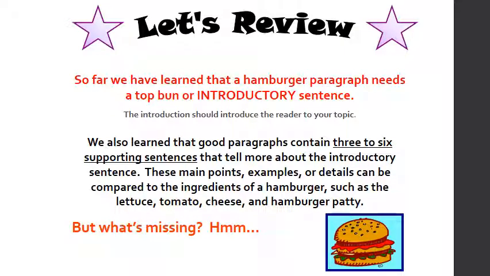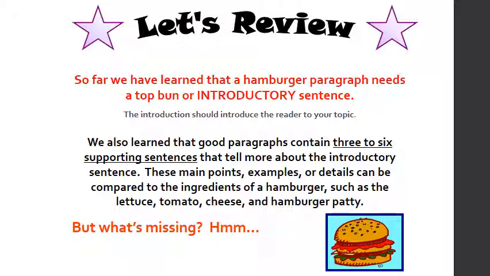Let's review. So far, we have learned that a hamburger paragraph needs a top bun or introductory sentence. The introduction should introduce the reader to your topic. We also learned that good paragraphs contain 3 to 6 supporting sentences. Pay attention here, 3 to 6 supporting sentences with one topic sentence and one concluding sentence. They will become maximum 8 that tell more about the introductory sentence. These main points, examples, or details can be compared to the ingredients of a hamburger, such as the lettuce, tomato, cheese, and hamburger patty. So till now I have the introductory sentence. I have 3 to 6 supporting sentences.